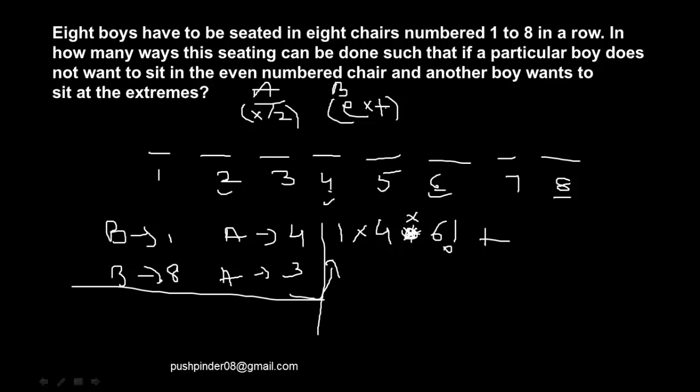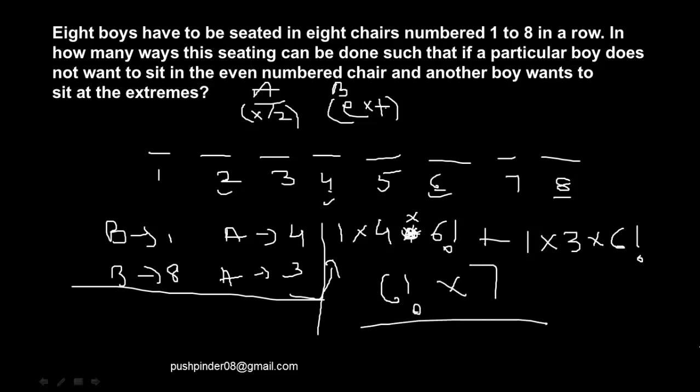Now we are coming to a different case. Let us make B sit on the 8th chair. One way to do that. A has only 3 choices left, 3 choices into 6 boys left, 6 chairs left, 6 factorial. So this is nothing but your answer is 6 factorial into 7, right?